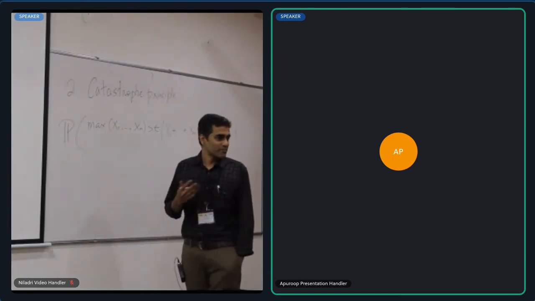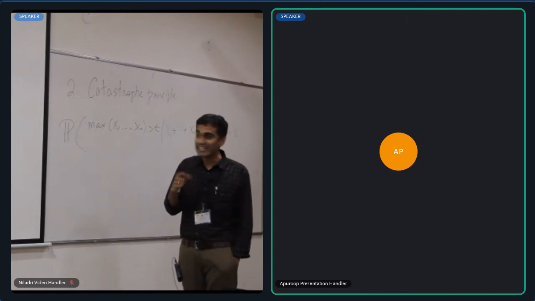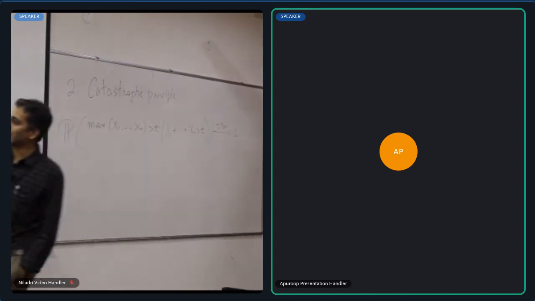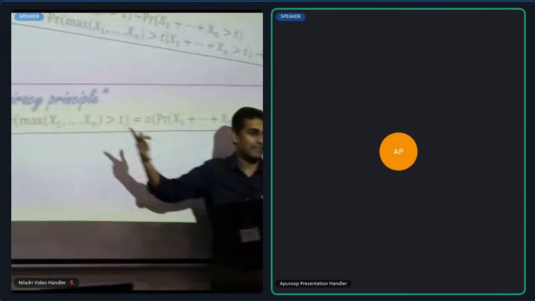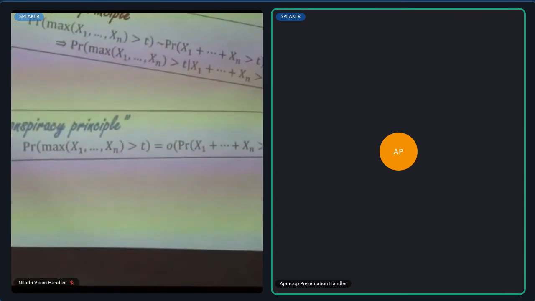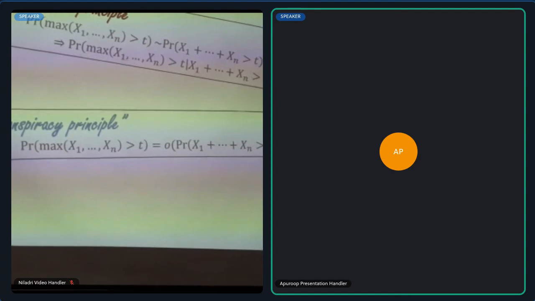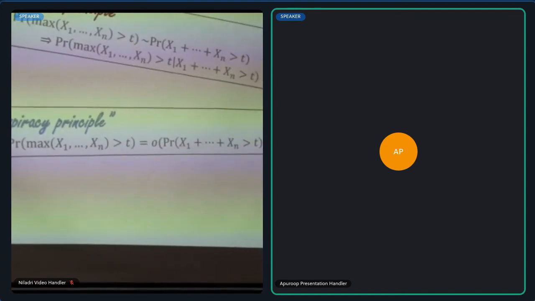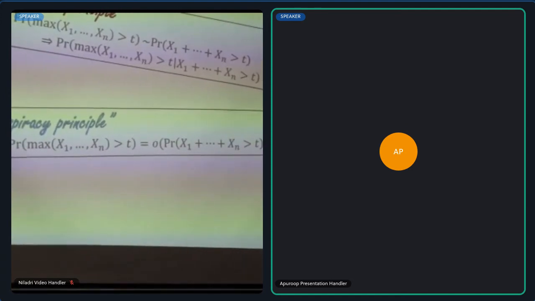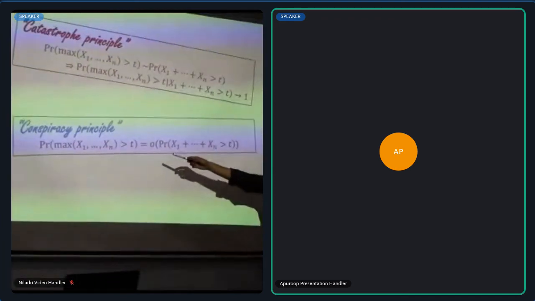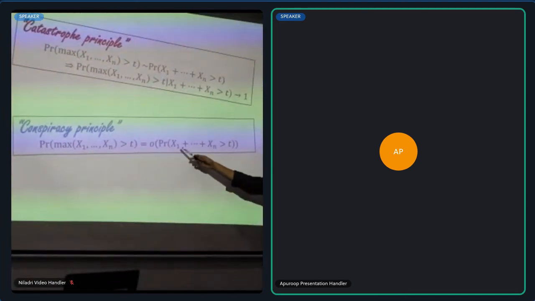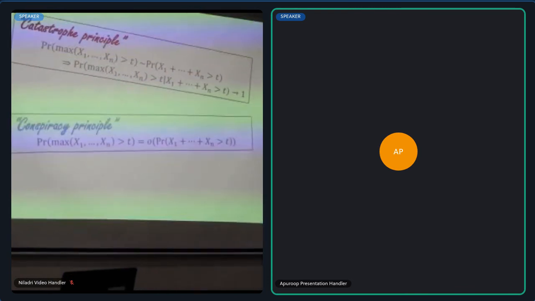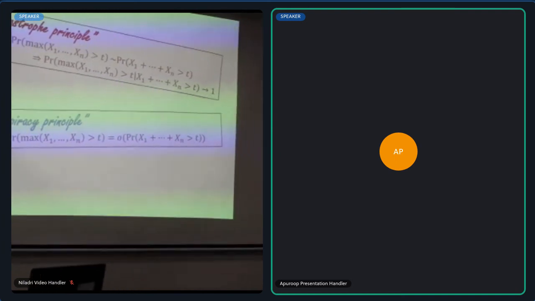Now, what is the conspiracy principle? The conspiracy principle doesn't have as clear a statement because the manner in which this probability behaves relative to this probability depends on which light-tail distribution we are talking about. But one weak but somewhat general statement that one can write is that the probability that the max is greater than t is little-o of the probability that the sum is greater than t. Another way of saying that is that this conditional probability goes to 0.